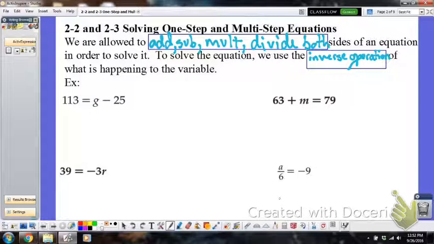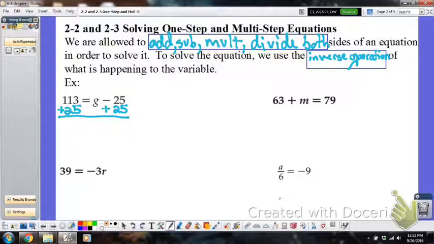113 is equal to g minus 25. Well, if you notice, we are subtracting 25 from g. So in order to solve the equation, we have to use the inverse operation. The inverse operation of subtraction is addition. So we are going to add 25 to both sides of my equation. Remember, we have to do it to both sides in order to keep this equation balanced.